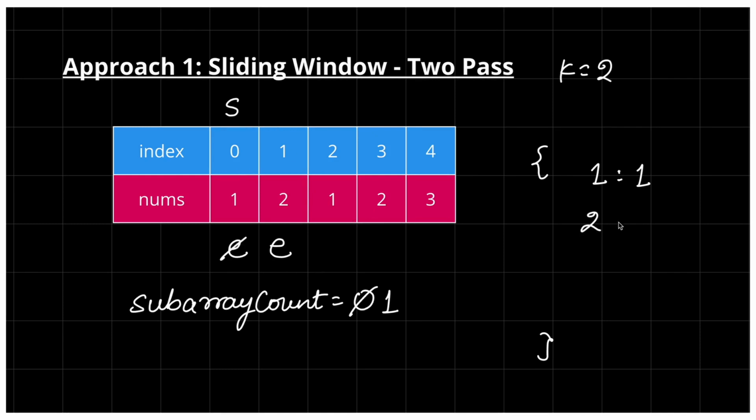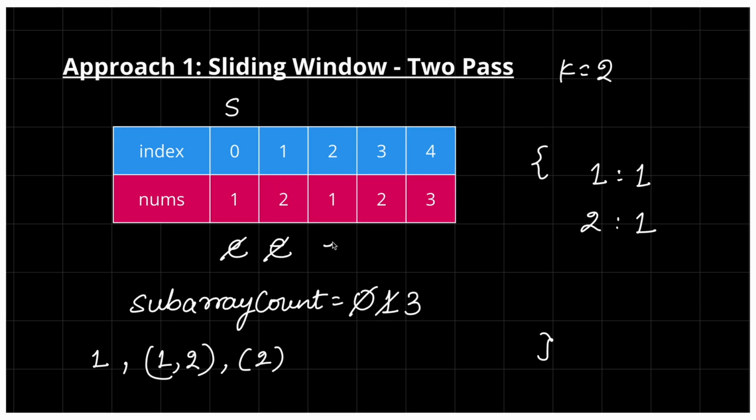Another element is coming into the window, so I'll simply add this. Still, the size of my hash map is 2. Now how many different subarrays can I form? Previously I formed only 1. Now when this 2 is introduced to the window, I can form 1 and 2 combined together, and then 2 as a separate subarray. So I will be adding 2, and the total will become 3.